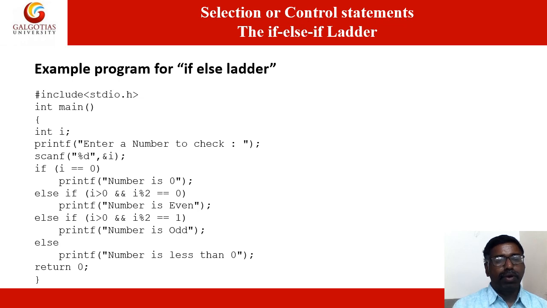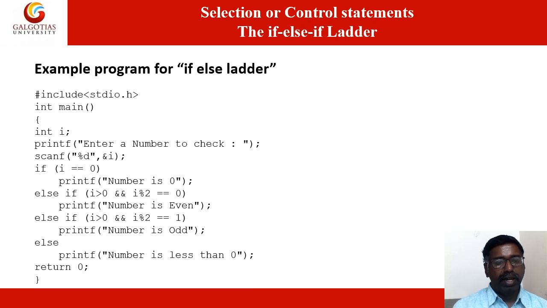An example program for the if else ladder is given here. If else if, that is the format. Here we are declaring a variable I, and then we ask the user to enter a number to check. So the user is going to enter some value that is going to be scanned into I. If I is equal to 0, the message "the number is 0" is printed in the true part. Once that is finished, it will come out of the program.